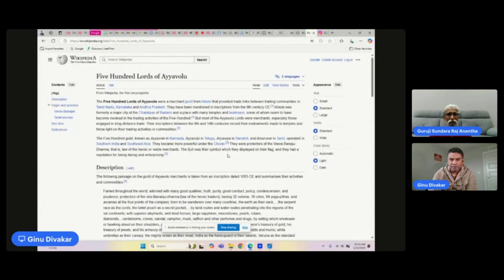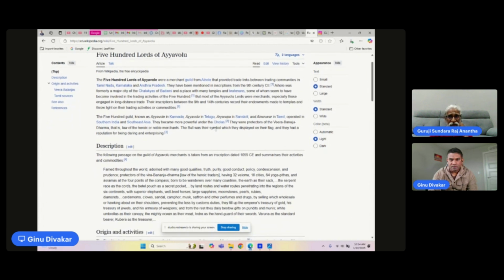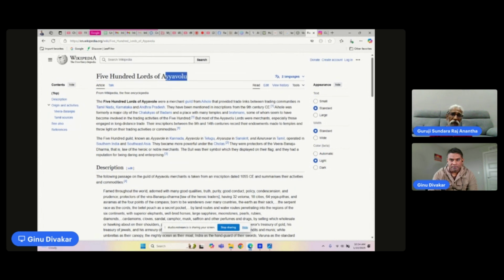What this group was, it comprised the chiefs, the lords of the 500 jati groups. It comprised the chiefs or lords of the 500 jati groups. Here I'd like to mention Ayavolu. I think it's Telugu, and Aihole is Kannada.